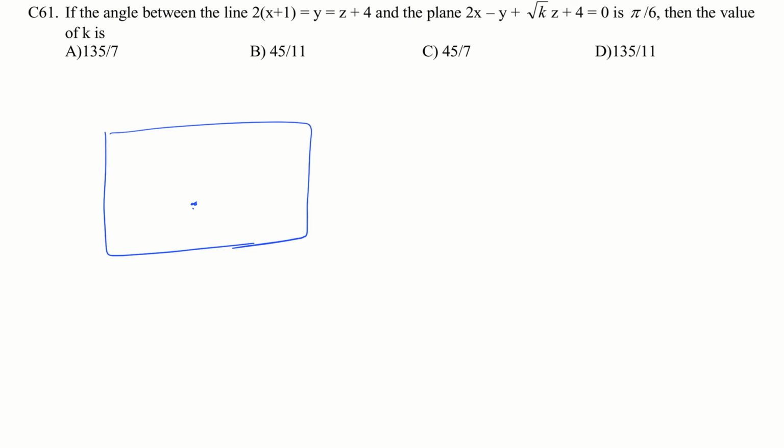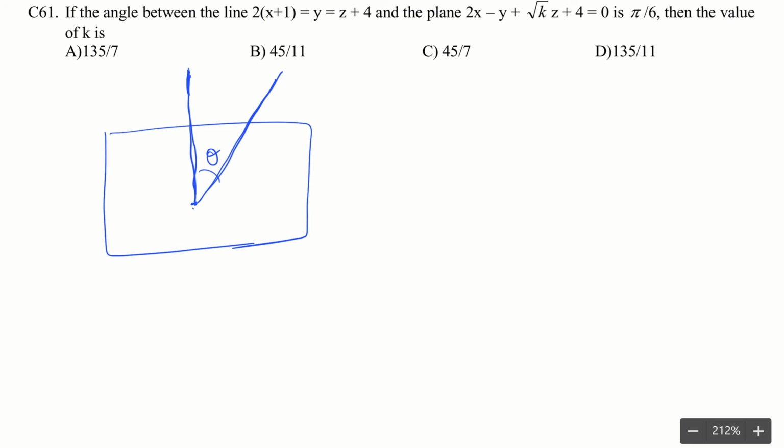See, in this problem, we are given a plane. Suppose this is the normal to the plane. I have a line here, and I have to find the angle between this line and the plane. Now, you know that if theta is this angle, then we have the formula.